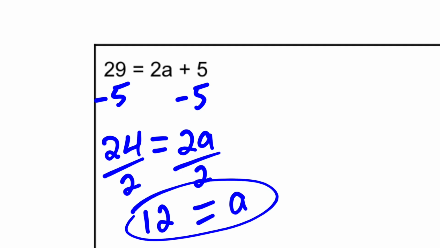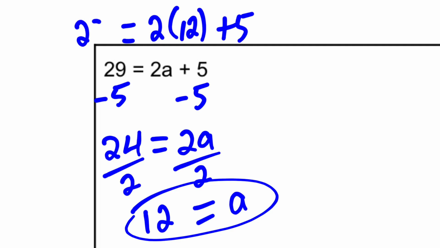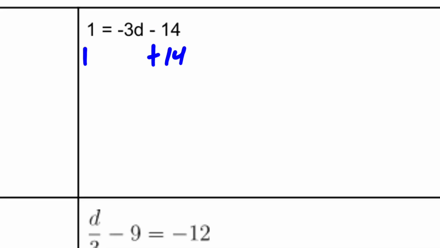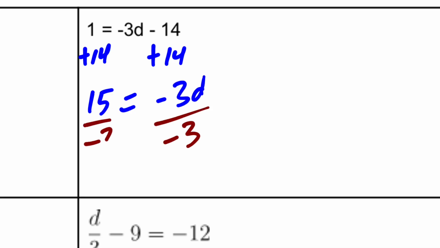If you wanted to test your answer, you could say 2 times 12 plus 5. Does that equal 29? Yes, it does. Add 14 to both sides first, following the reverse of the order of operations. Then you divide by whatever's in front of the variable. Negative 5 is equal to d.